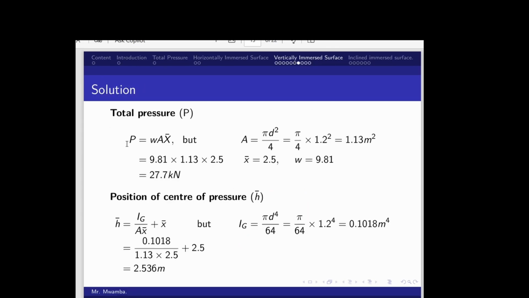So for the total pressure acting on this object, the formula is the specific weight of the liquid times the surface area of the immersed object times the distance from the center of gravity of the immersed object to the free surface of the liquid. So we just need to identify what is the specific weight of water. Here we're talking about water.